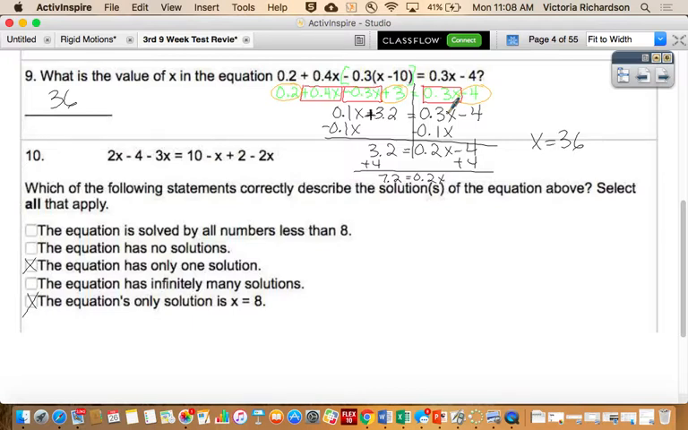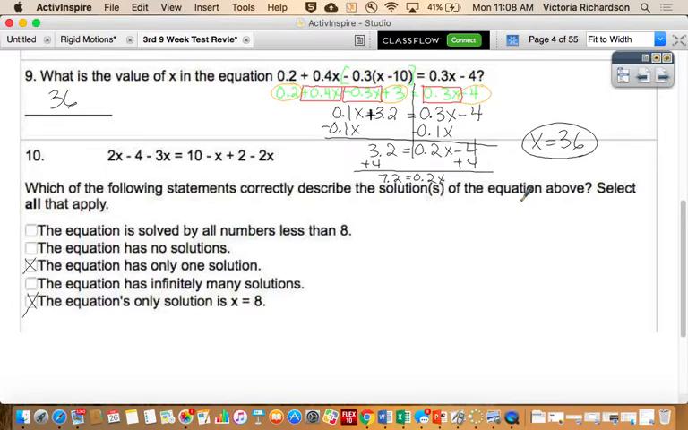When you do that, the 0.1x cancels, and you bring down the 3.2, and you subtract 0.3 minus 0.1 and get 0.2x, and then bring down your minus 4. Then you're going to solve for x. We're going to add 4 to both sides and get 7.2 equals 0.2x. Divide both sides by the number in front of the variable, which is 0.2, and you get x equals 36. So your answer for number 9 is 36. I love 36.